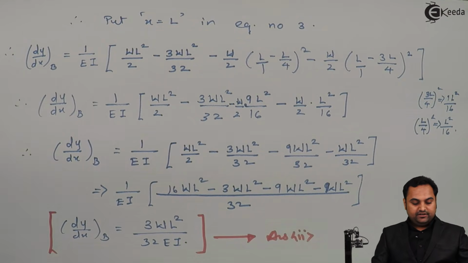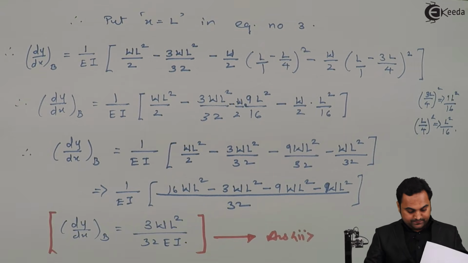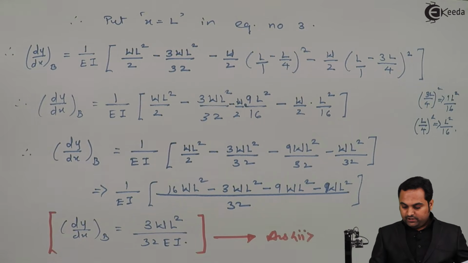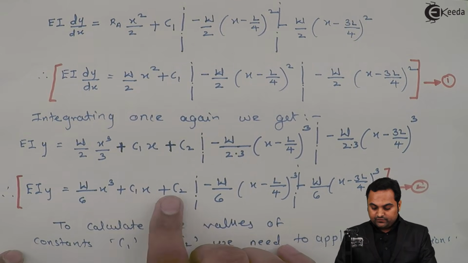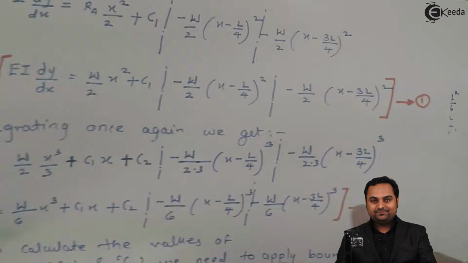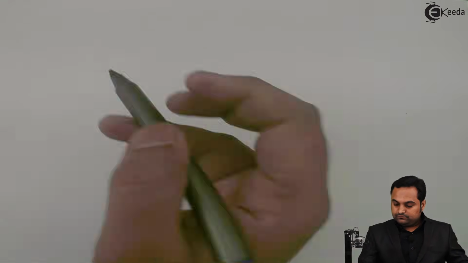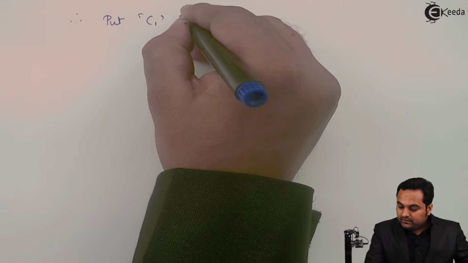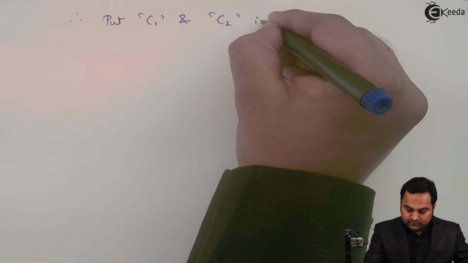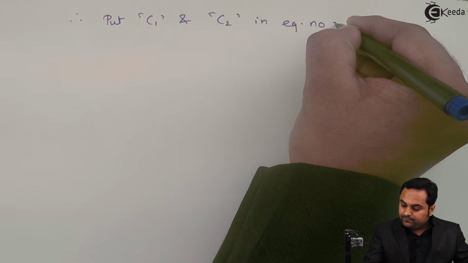So for that I will require the deflection equation, and we were having the deflection equation in equation number second. So in equation second we are having the deflection equation. Just we need to put the values of C1 and C2. So therefore put C1 and C2 in equation number second.